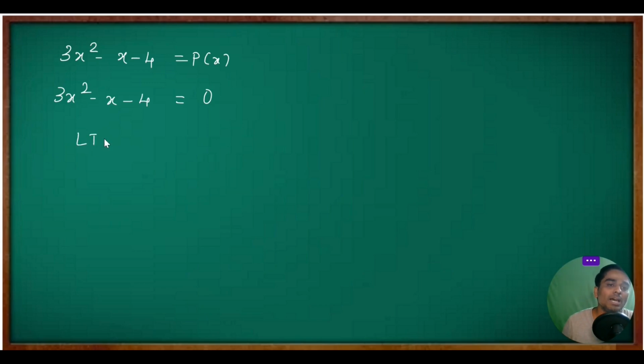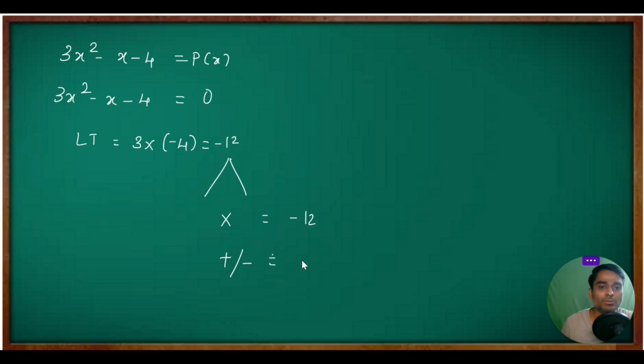Let's take one more question. So students, next question is 3x square minus x minus 4 is equal to p of x. Let me put p of x equal to 0. Then this becomes 3x square minus x minus 4. My last term is going to be 3 into minus 4, which is equal to minus 12. If I split this, I have to get the product minus 12, and add or subtract to get minus 1.